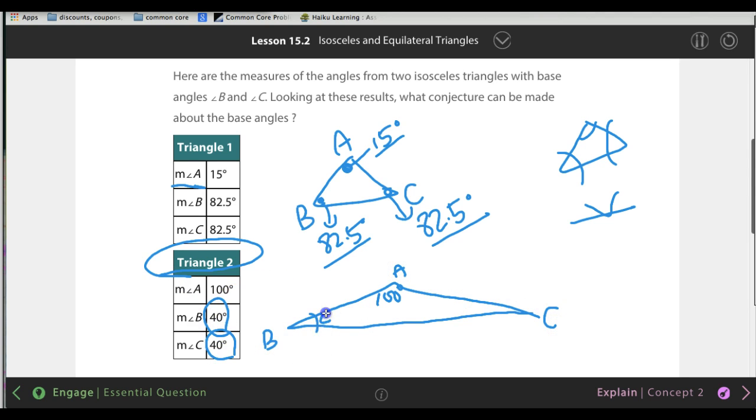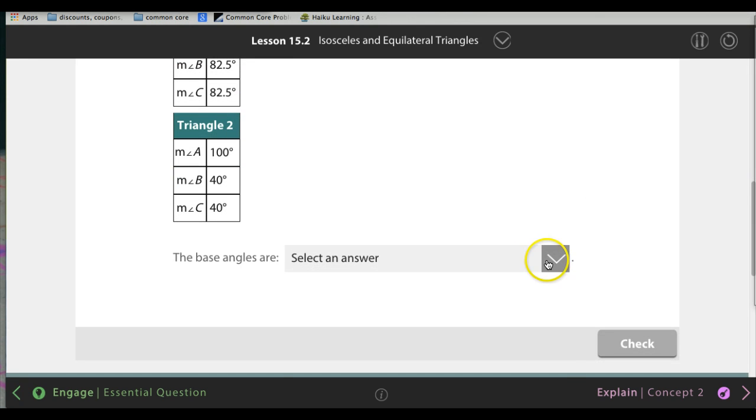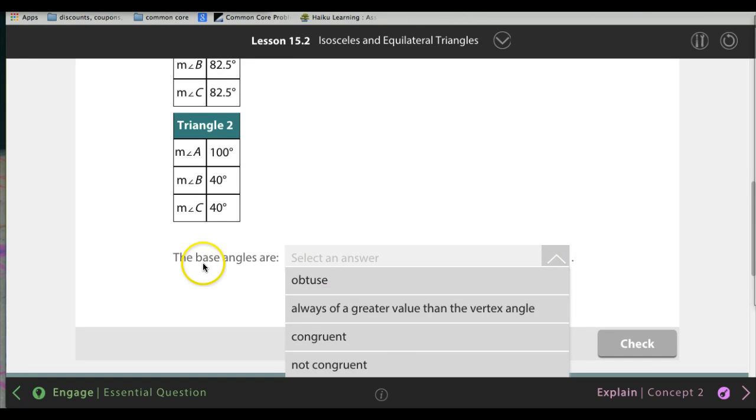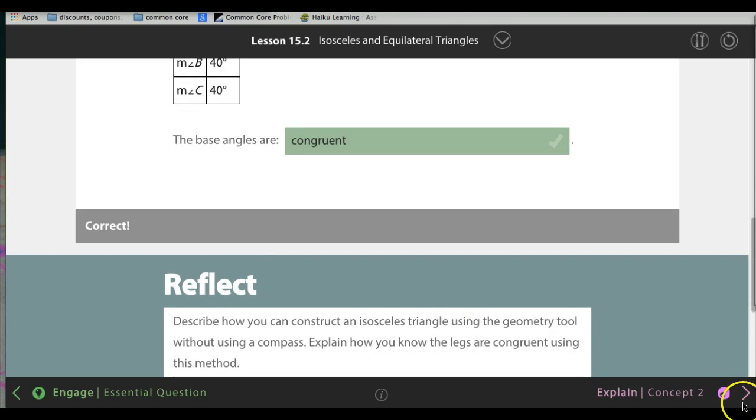Only 40 degrees. This is 40 and this is 40 degrees. Okay, so these are isosceles triangles, it says. So what kind of conjecture can you make after looking at this? Well, I already told you, but the base angles are congruent. Check, and that's correct. All right.